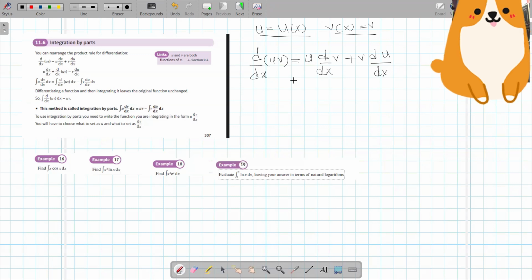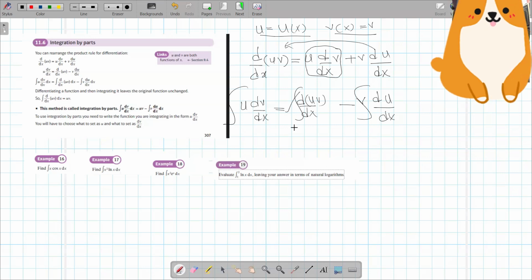This is called the product rule of derivatives. So from this product rule, if we extract out the first term of the right hand side, it is u dv over dx equal to the left hand side plus minus this term, which will go to the other side and its sign will be changed. And if we integrate this last equation with respect to x on both sides, the derivative will be cancelled with the integration.